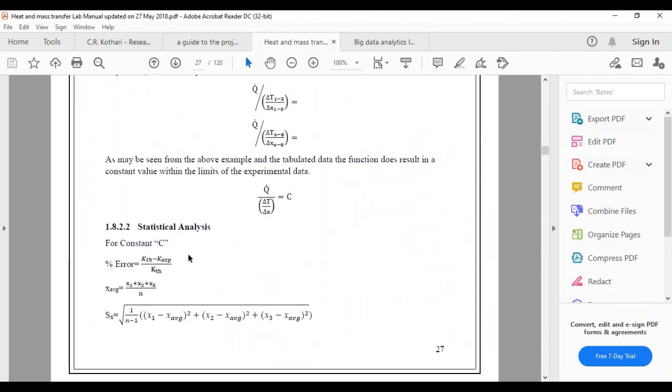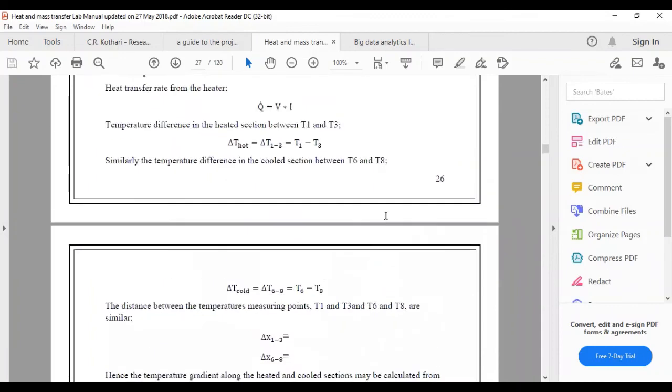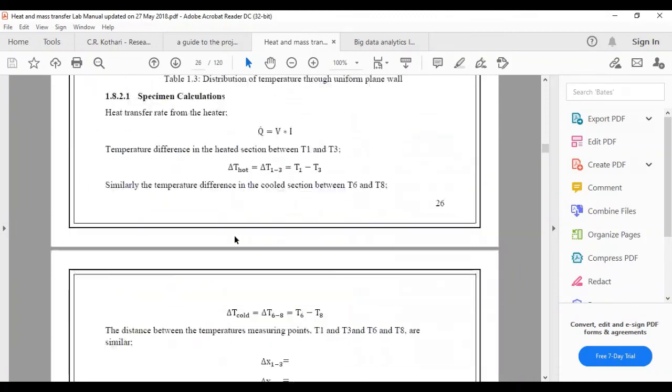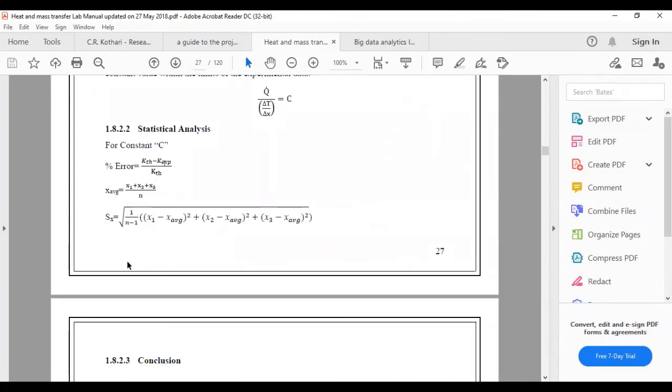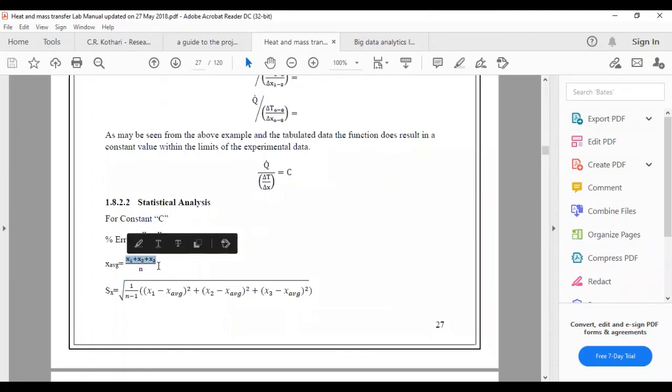For all statistical analysis, again you will take the value of theoretical and experimental, and this is the percentage error. And if you take the four sets of readings, then again you will take their average, whether it is 3 or 4, you will divide by their number and you will get the average value, and similarly you will measure the standard deviation for this objective.